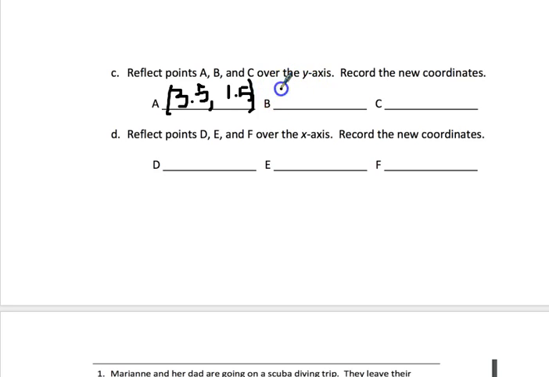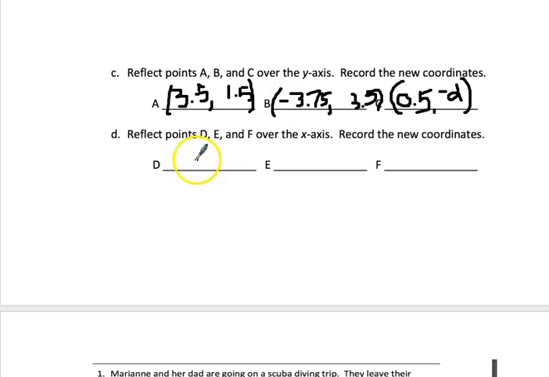And B is going to be -3 and 75/100. And Y is going to be 3 and 5/10. C is going to be 5/10. The reflection is 5/10. And Y is going to stay -2. Okay.